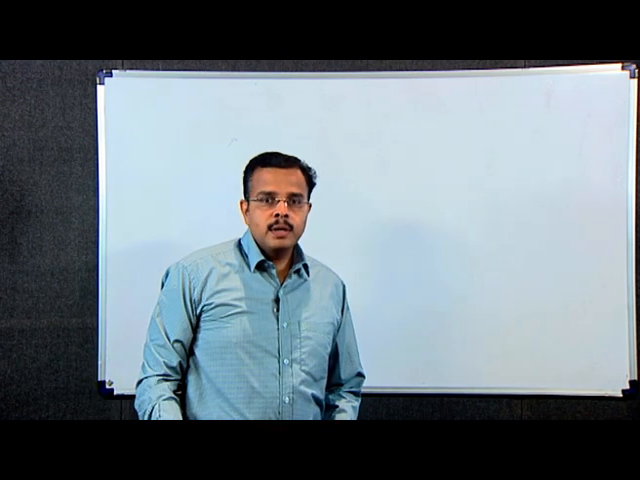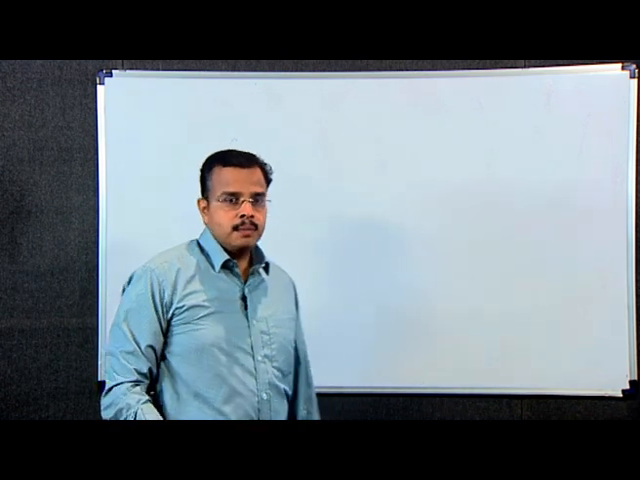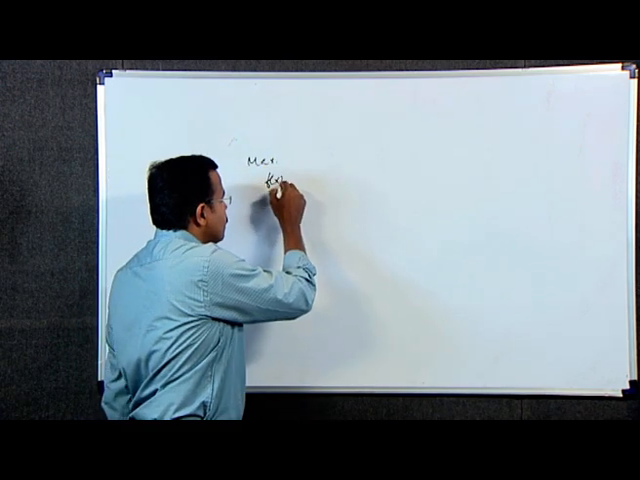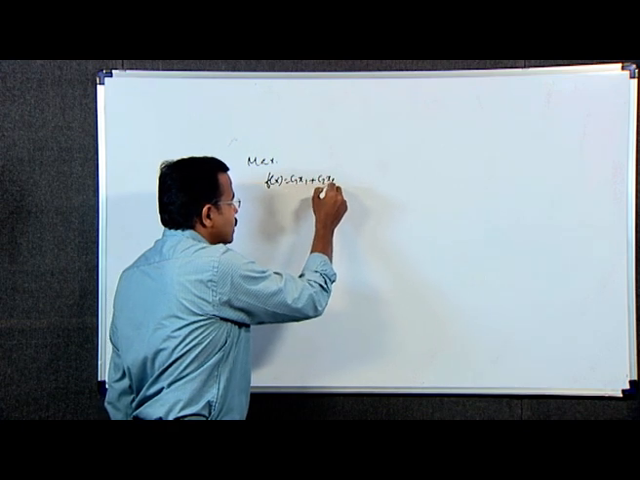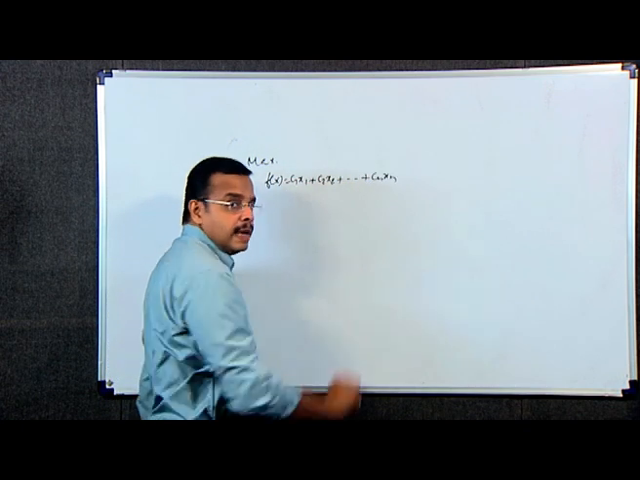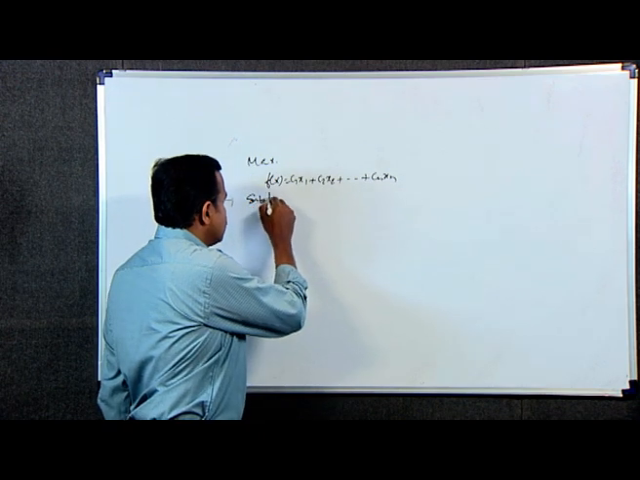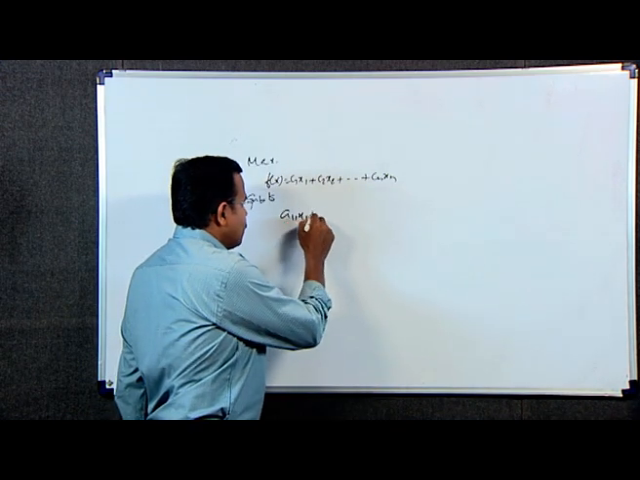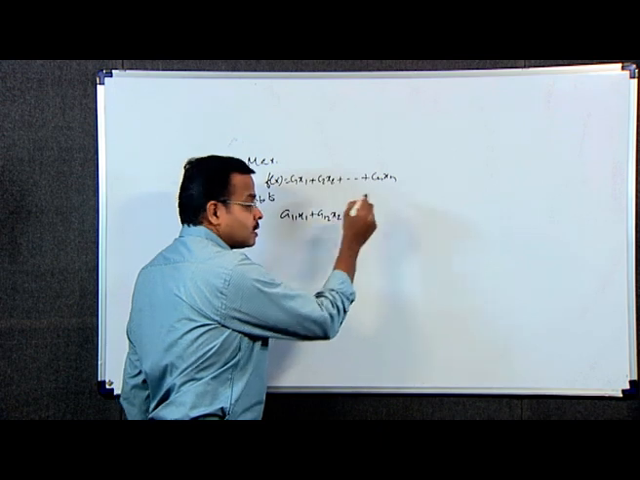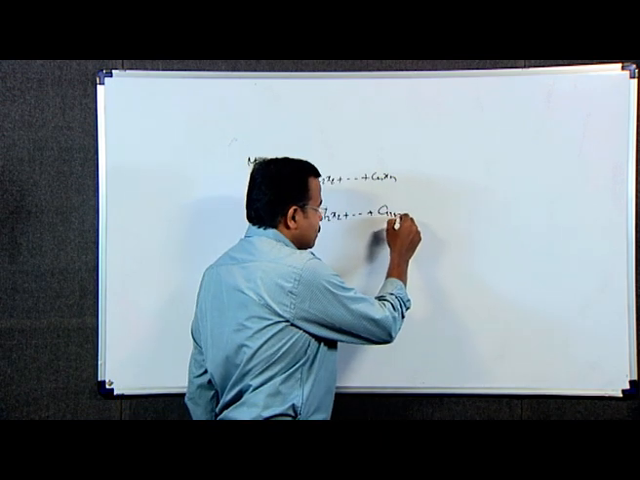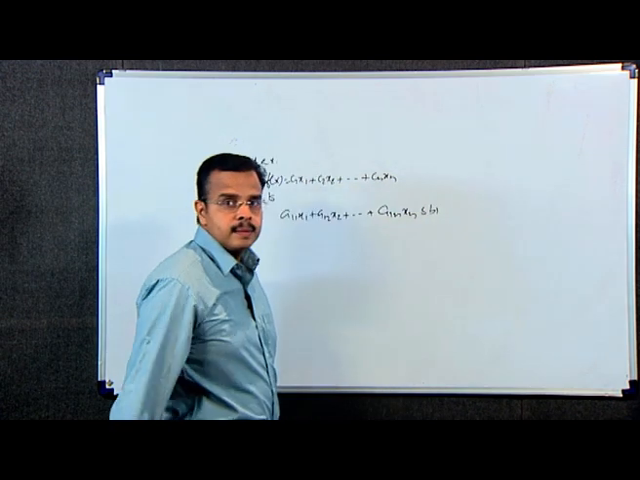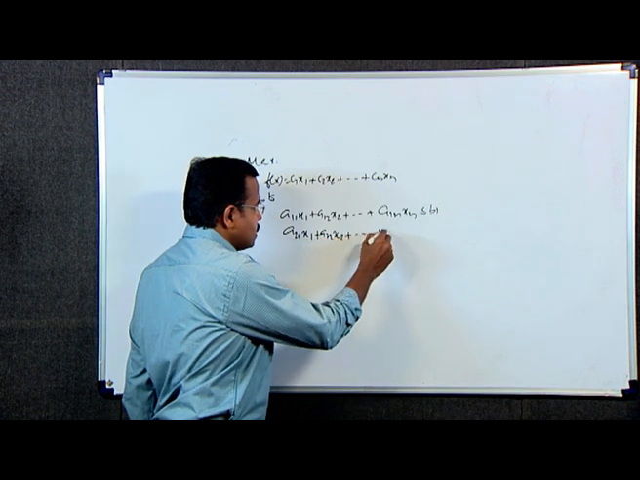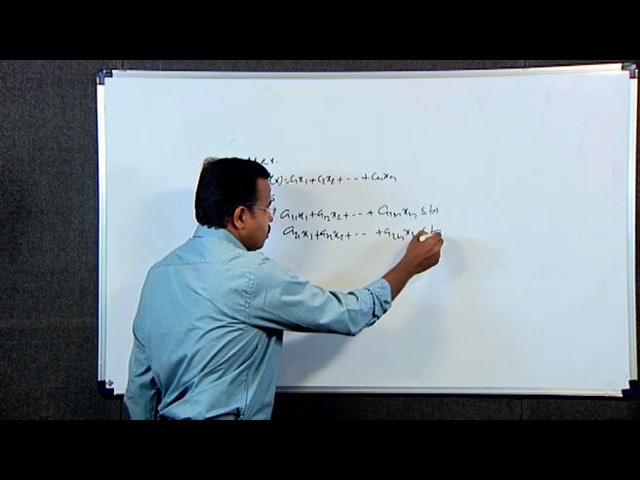The general linear programming problem can always be put in the form maximize f of x is equal to c1 x1 plus c2 x2 etc. plus cn xn, subject to a11 x1 plus a12 x2 etc. plus a1n xn less than or equal to b1. Next a21 x1 plus a22 x2 etc. plus a2n xn less than or equal to b2.